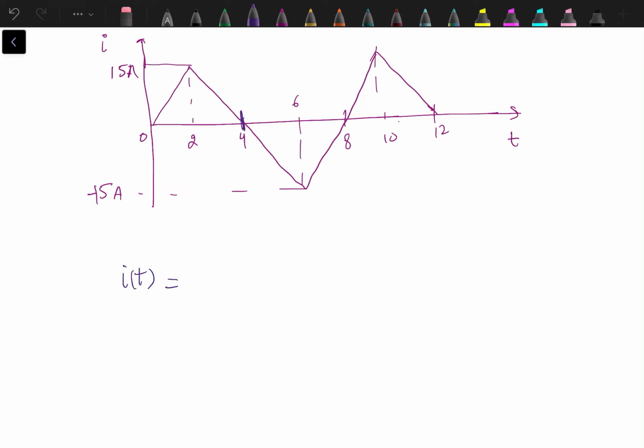Current will have two different values. From 0 to 2 it is increasing, then 2 to 4 it's decreasing. So how can we find out? It's a straight line. So we have to use the equation y is equal to mx plus c. So we will have slope m1 for this area and m2 for this area. So let's find out first m1, then m2.